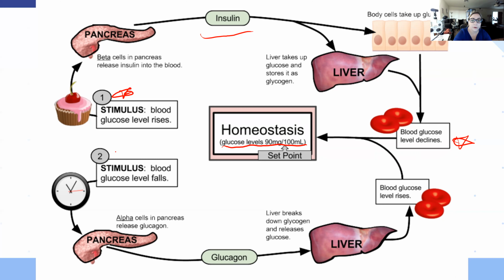Let's go down here to number two. Let's say your blood glucose level falls. What happens then is your pancreas releases a signal called glucagon. And by signal, I mean it's a molecule that communicates with the liver when it binds to the outside of the liver. So when glucagon hits the liver, it tells the liver to break down those glycogen polysaccharides and to release glucose molecules into your blood.